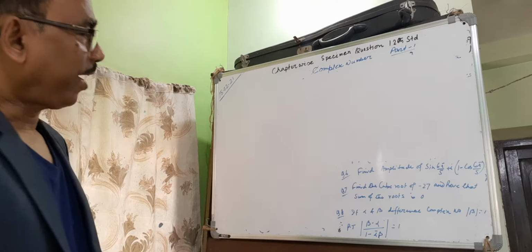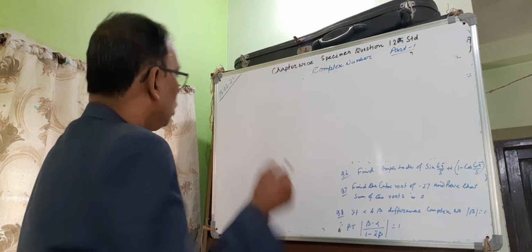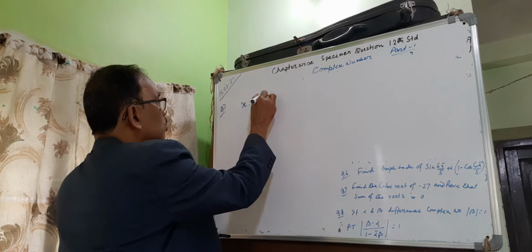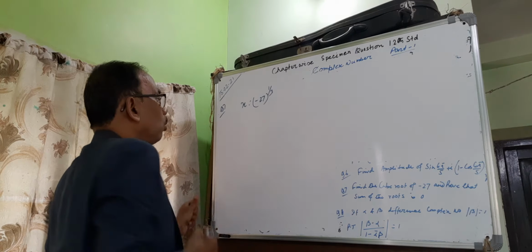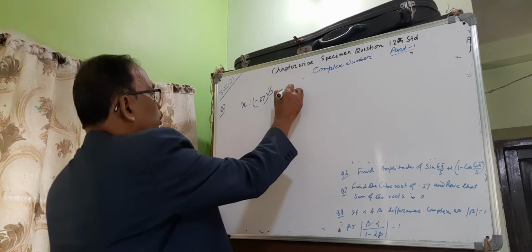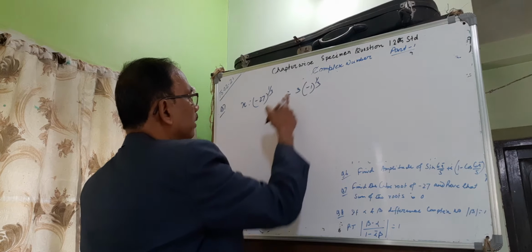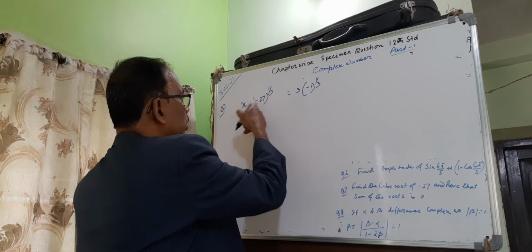Question number 7. Find the cube root of this. Let x³ equals (−27) to the power 1/3, the cube root. That we can write as (3³ × (−1)) to the power 1/3, since 3 to the power 3 is 27.